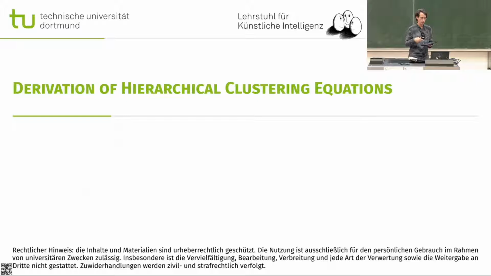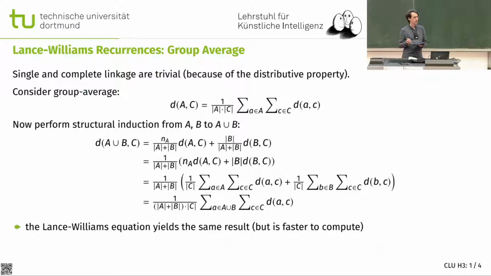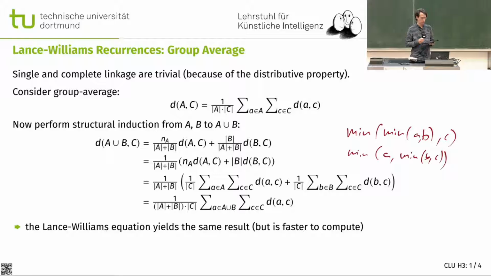And that's a part of the next section, to understand why this works for some and does not work for others. So single and complete linkage are trivial cases. And that's because of the distributivity of the min and the max operation. So because the minimum of A, B and C is the same as the minimum of A and the minimum of B and C, I can rearrange this. It does not matter in which order I analyze this. It will still be the minimum. That's a type of distributivity. These two cases are simple.